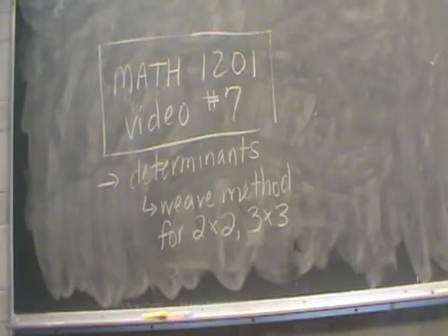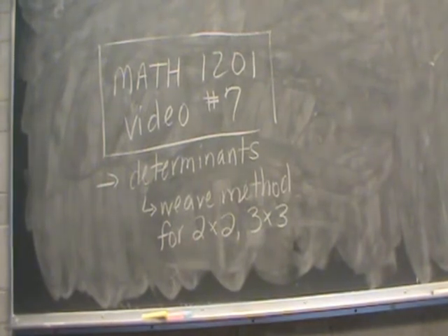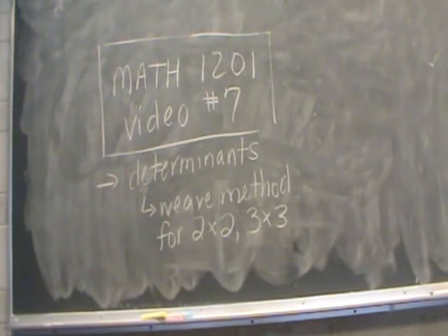Welcome to Math 1201 video number 7. This video is going to deal with one of the ways to calculate a determinant for a square matrix. We will take a look at the weave method for 2x2 and 3x3 square matrices.